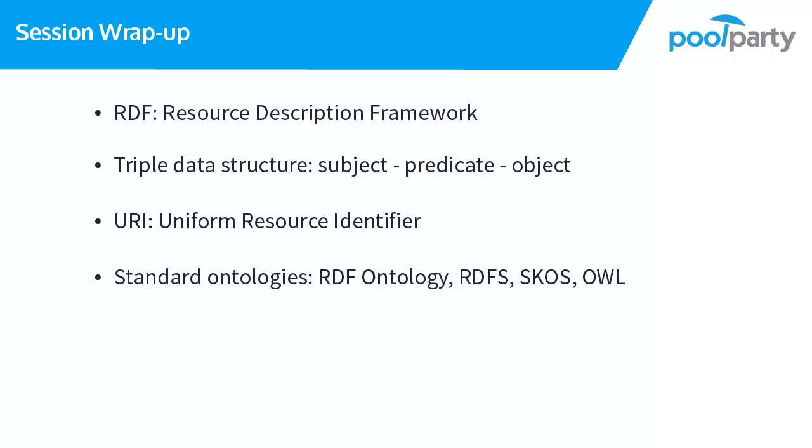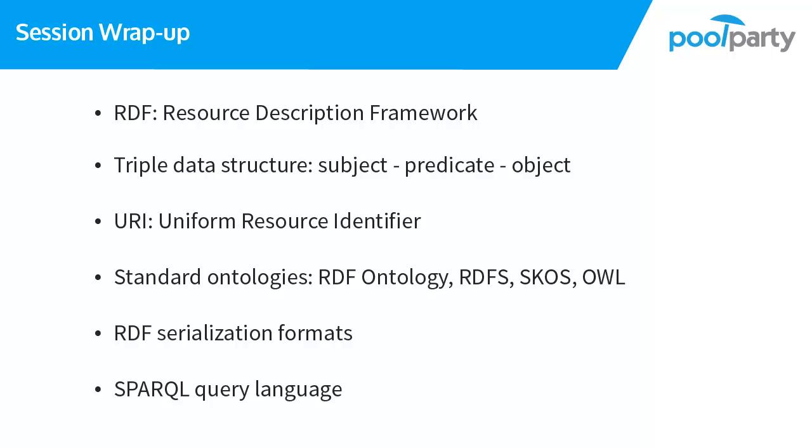We have also heard about standard ontologies that define elements that can be used to describe resources. RDF comes with a small, very basic ontology. An extension of RDF is the RDFS ontology, the RDF schema. Other common ontologies are SKOS and OWL, which is really a language for defining ontologies more than an ontology itself. We have also heard about serialization formats of RDF data, and about SPARQL, the standard query language for RDF data.